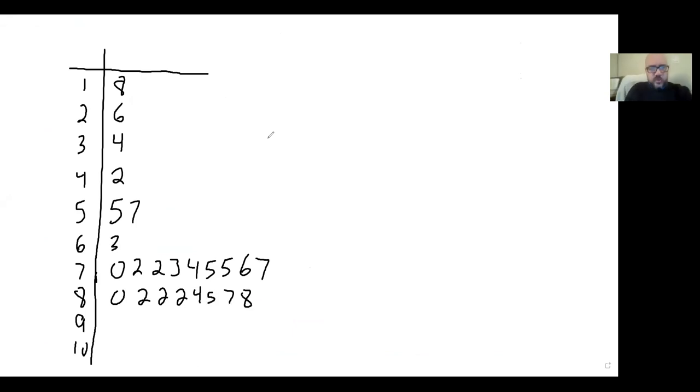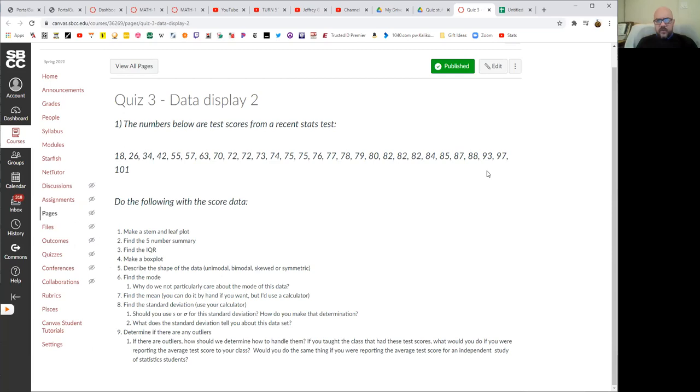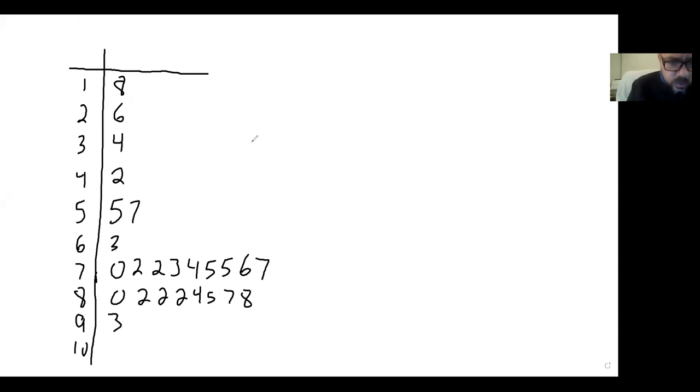Yes, it's way too spread out to be an actual test. In the 90s, and then above that, we've got 93, 97, 101, and that's it. All right, so we can see what the data looks like here.